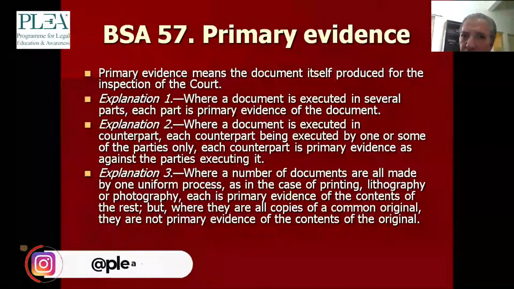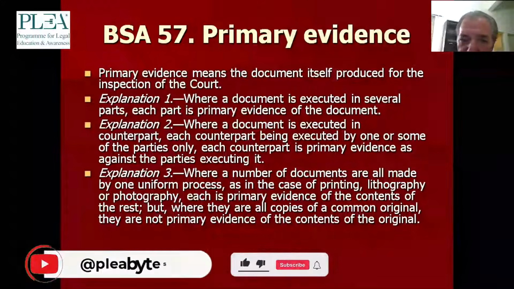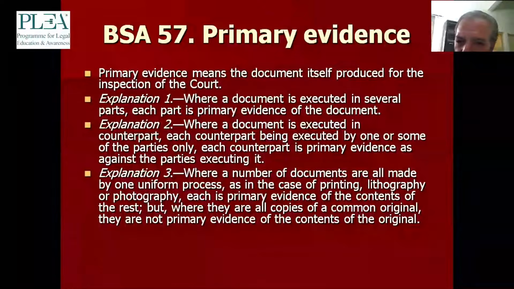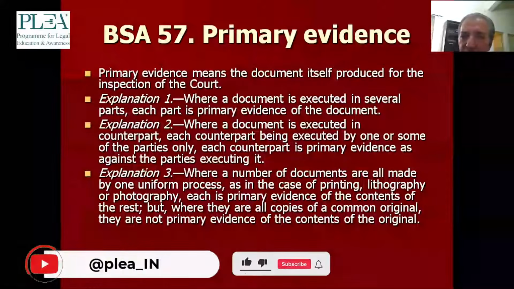So every part is primary evidence. Say postal order, so there is a counterfoil, so that is executed in several parts. Where a document is executed in counterpart, each counterpart being executed by one or more of the parties only, each counterpart is primary evidence as against the parties executing it. So where there are different parts, like say a challan is presented in 3 copies and they are made for different persons, so for different parties, it is primary evidence.